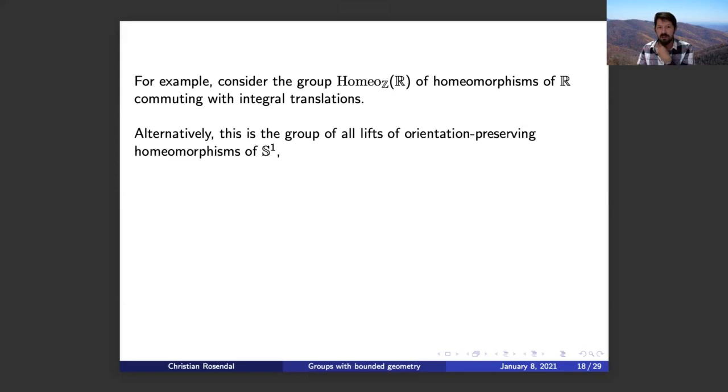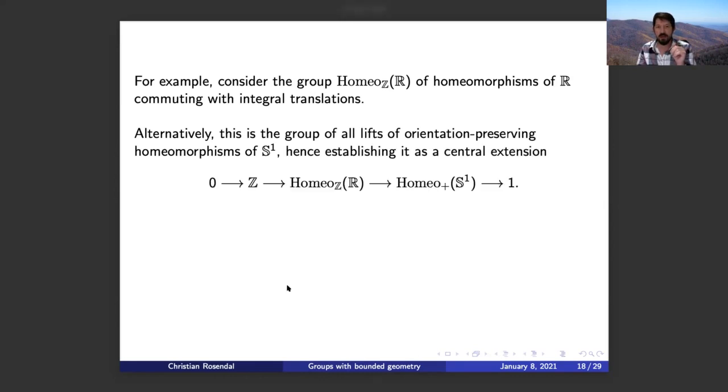Okay. Alternatively, and this shows it's important, this is the group of all lifts of orientation preserving homeomorphisms of the unit circle to the real line. So if you take an orientation preserving homeomorphism of the circle, you can lift it in infinitely many ways to a homeomorphism of the real line. And in this way, you get this group here, the middle term, as a central extension of the group of orientation preserving homeomorphisms of the circle by the group of integers. And so this is, of course, interesting in topology.